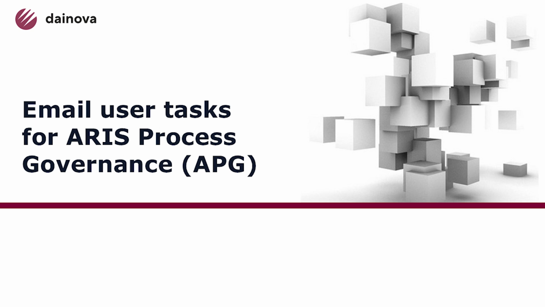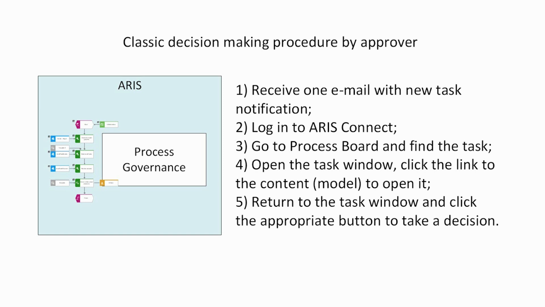To understand the difference between a standard user task and our email task, let's consider both of them. A standard user task begins when the user receives an email with notification about a new task assigned to them. Then the user logs into ARIS Connect, goes to ARIS Process Board, finds an assigned task among other tasks, opens it, and clicks the link in the task to open the model. After viewing the model, the user returns back to the task and presses one of the buttons to make a decision in the task window.